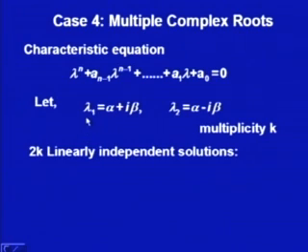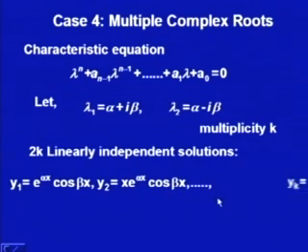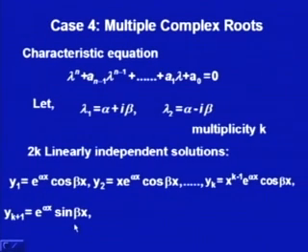If you do remember, if they would have been simple, we would have e to the power alpha x cos beta x and e to the power alpha x sin beta x. So, we will have first e to the power alpha x cos beta x, that is the one solution. The other solutions with multiplicity k, we would have x times e to the power alpha x cos beta x and so on, x to the power k minus 1 e to the power alpha x cos beta x. Similarly, the k plus first solution will be e to the power alpha x sin beta x, and again we will have k solutions, that is the k plus 2nd as x times e to the power alpha x sin beta x and so on.